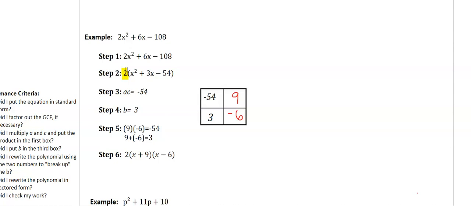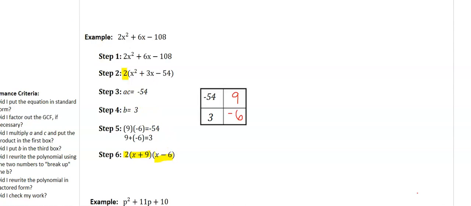I plugged in a times c to get negative 54 in our top left box, and our b value is 3, so I plugged that into our bottom left box. Then I know some factors of negative 54 that add up to 3 is 9 and negative 6, because 9 times negative 6 is a negative 54, and 9 plus a negative 6 is the same thing as 9 minus 6, which is 3. So when I put it into factored form, I brought down that 2 that we left, and then I have my x plus 9 in one set of parentheses and x minus 6 in another.